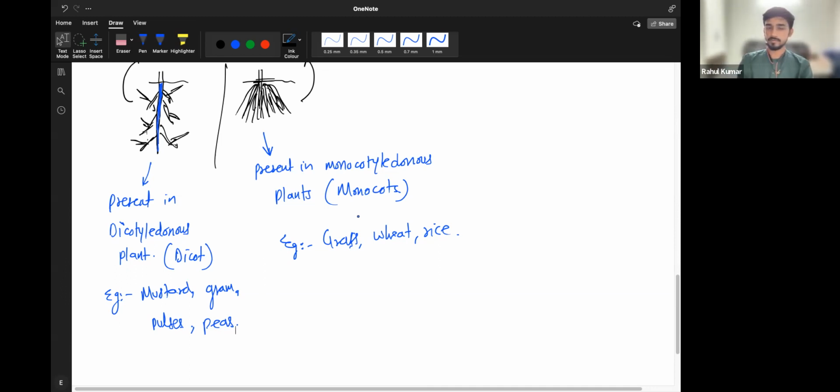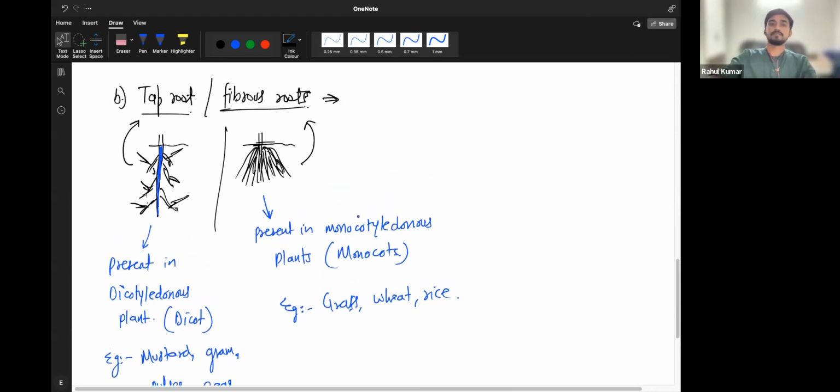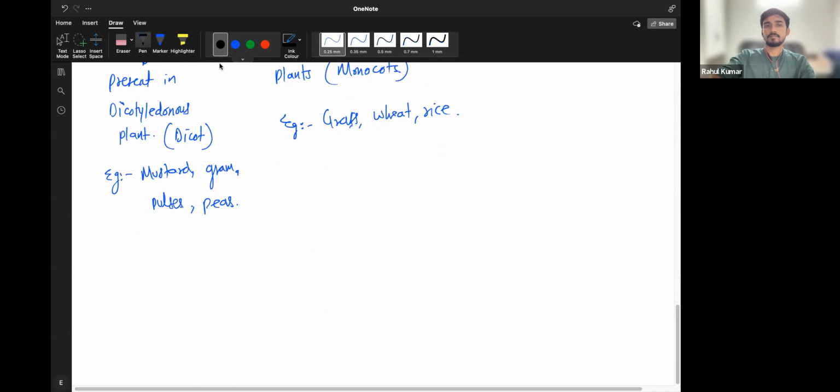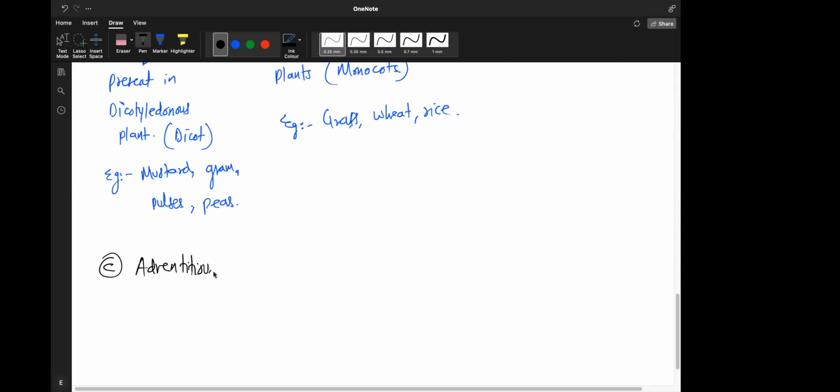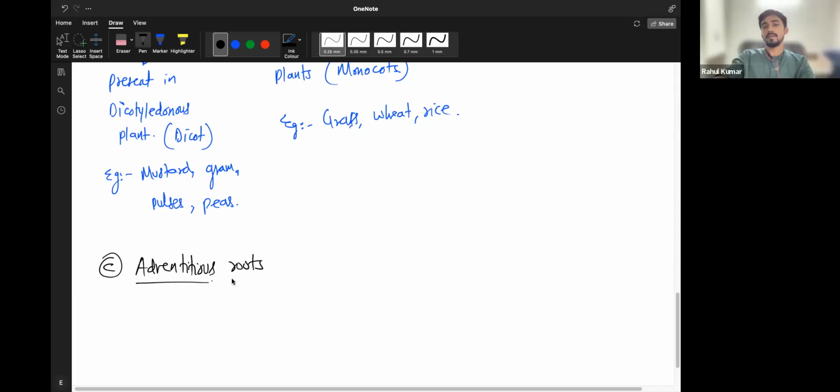So these are fibrous roots. Clear both? So primary, secondary, tertiary, tap, and fibrous. Both are clear? All are clear? Yes, no, any doubts? Now let's come to adventitious roots. What do we mean by adventitious roots? What are adventitious roots? Adventitious means?